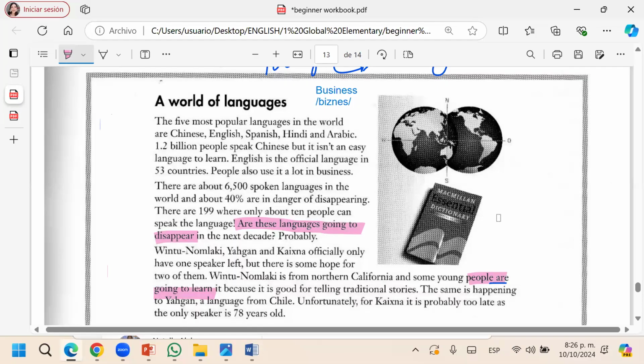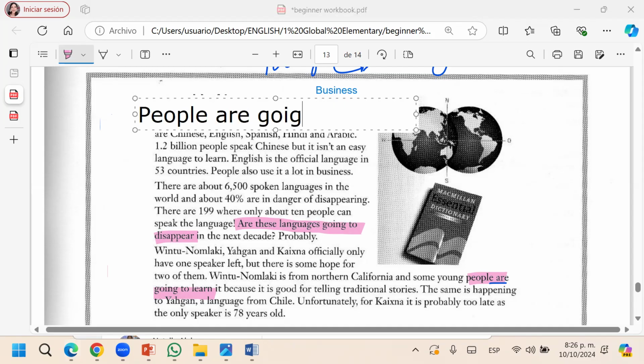I think I saw another one. Let me see. There are, or just those two. I think it's just those two. In the first paragraph, no. Speaker left. Yeah, just those two. These two sentences are in the future. People are going to learn.